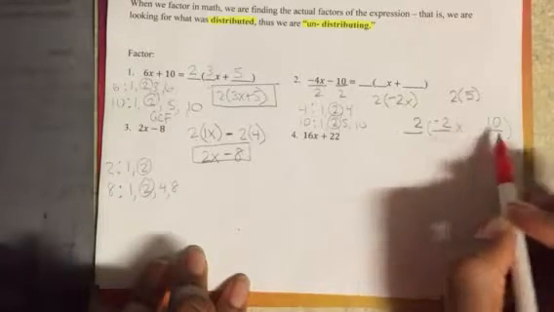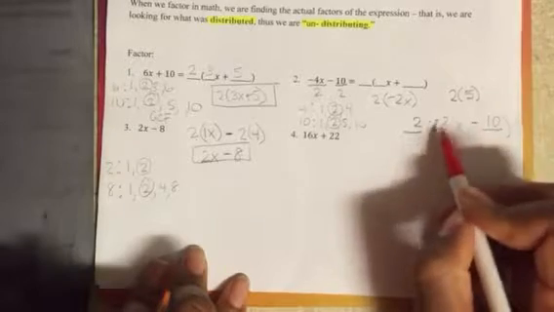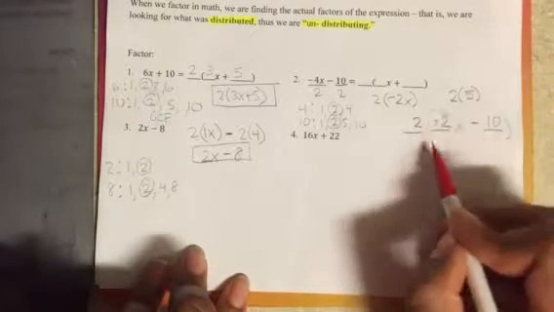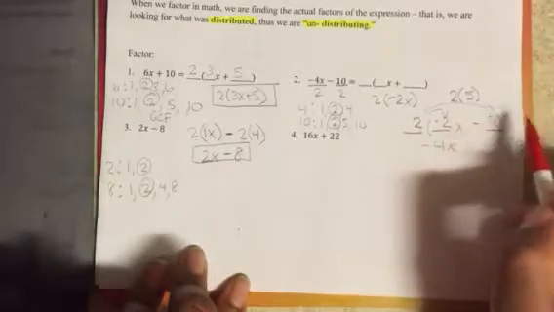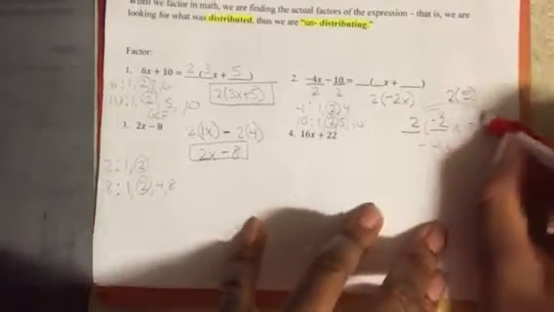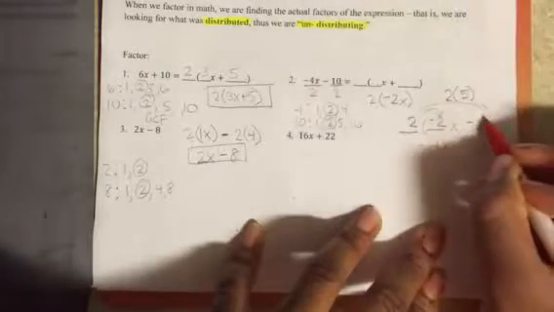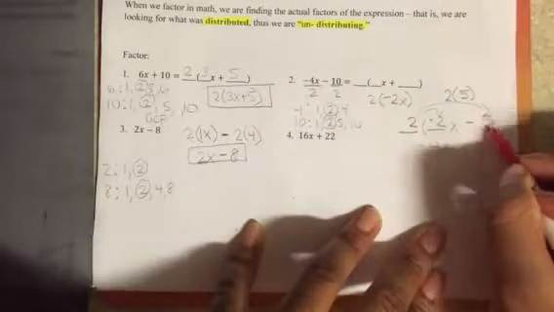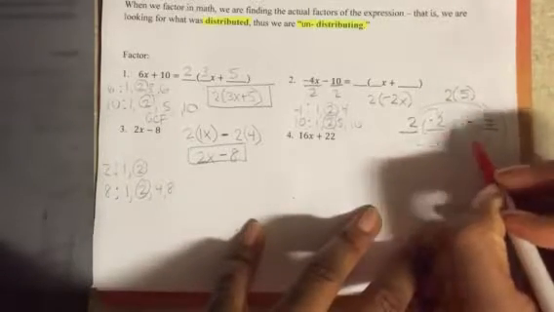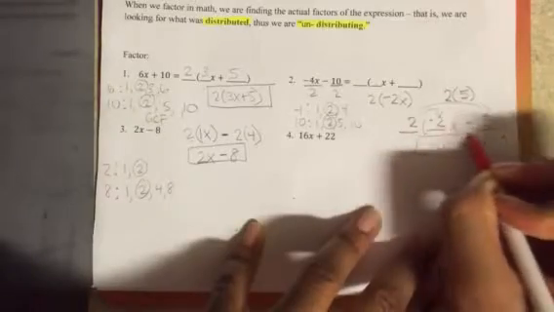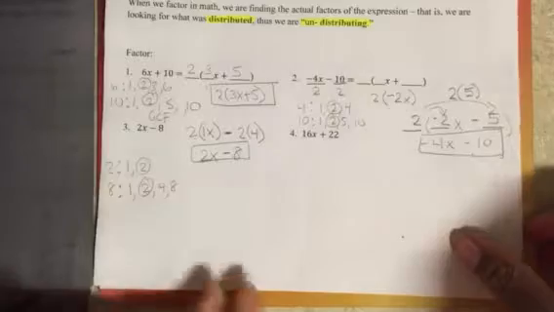What joined them originally in the expression? It was a subtraction. So when I check it, that's negative 4x. Oh, this should be a 5. I know somebody caught that and was like, Miss Hertz, that's wrong. 2 times 5 is 10. Now this expression looks exactly like the one that we started with. Alright, so those are the 2 examples.